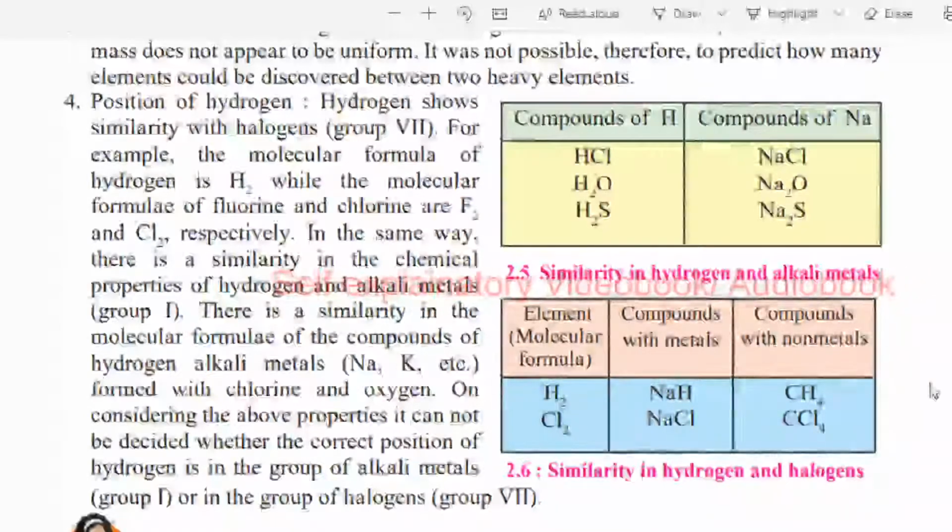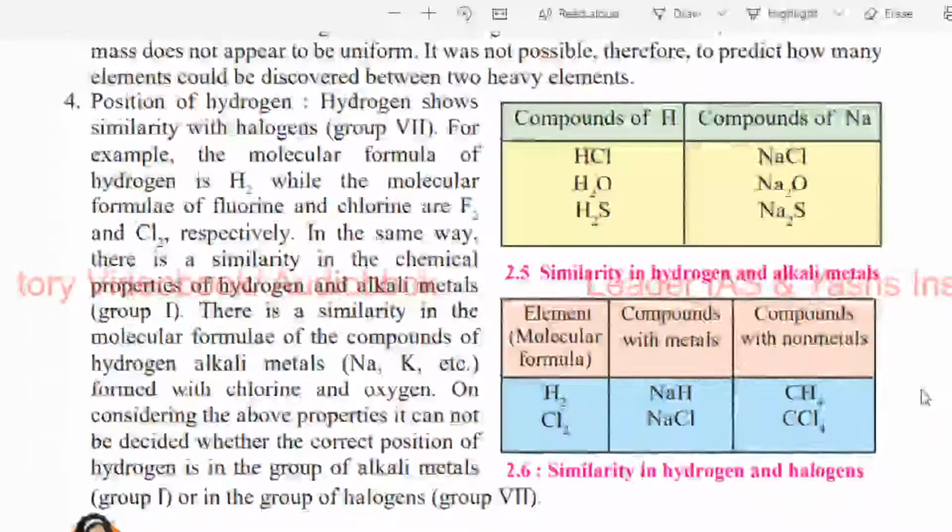There is a similarity in the molecular formulas of the compounds of hydrogen and alkali metals, meaning sodium and potassium, etc., formed with chlorine and oxygen. On considering the above properties, it cannot be decided whether the correct position of hydrogen is in the group of alkali metals, meaning group 1, or in the group of halogens, group 7.